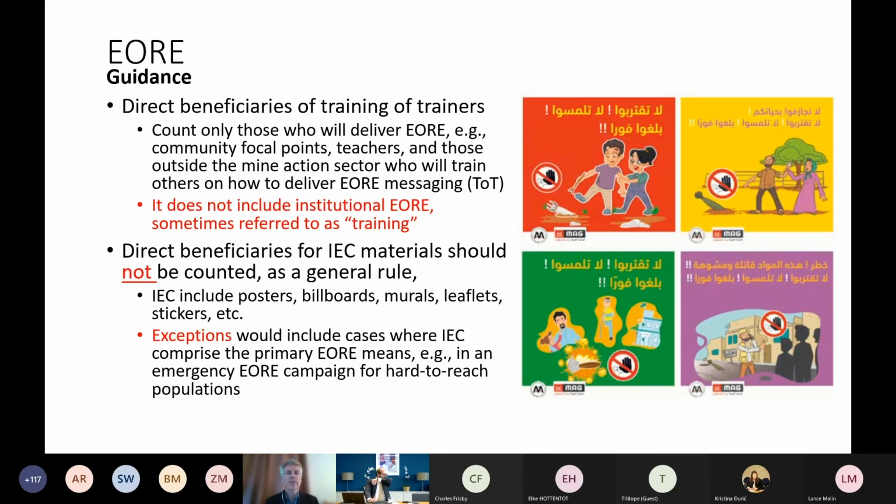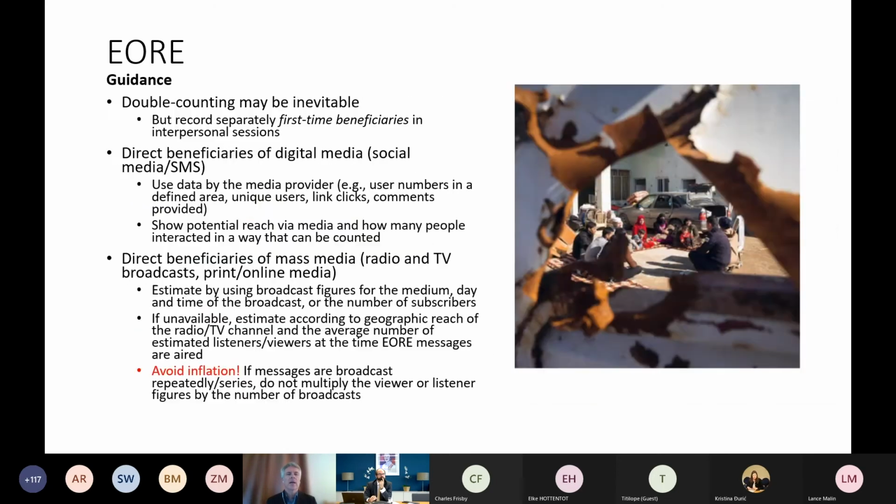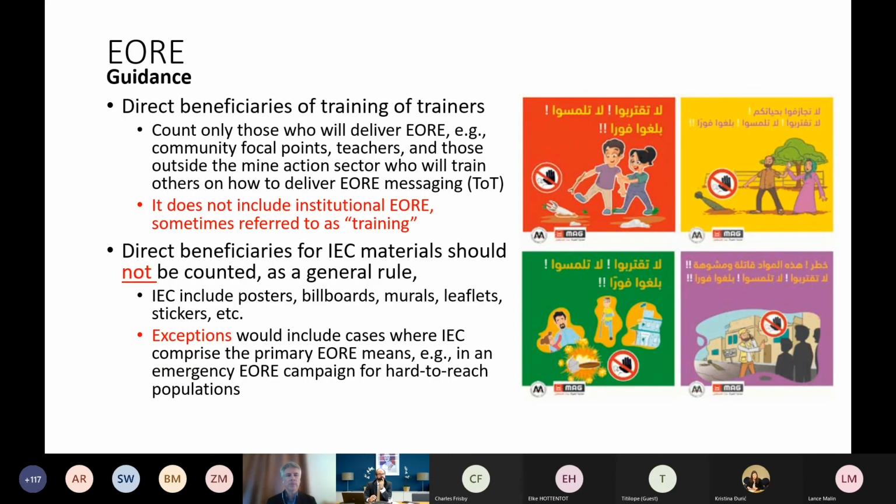So the training of trainers, usually we're training community focal points, we may train teachers, those outside the mine action sector. So they will be the ones for TOT to deliver EORE messaging. These people we would like to ask you to assess for the counting. And then people ask, what about the IEC materials? So our leaflets, posters, and so on, we give out stickers, but even billboards that are set up and so on. We say they should not be counted because how can you say how many people have seen a leaflet and so on?